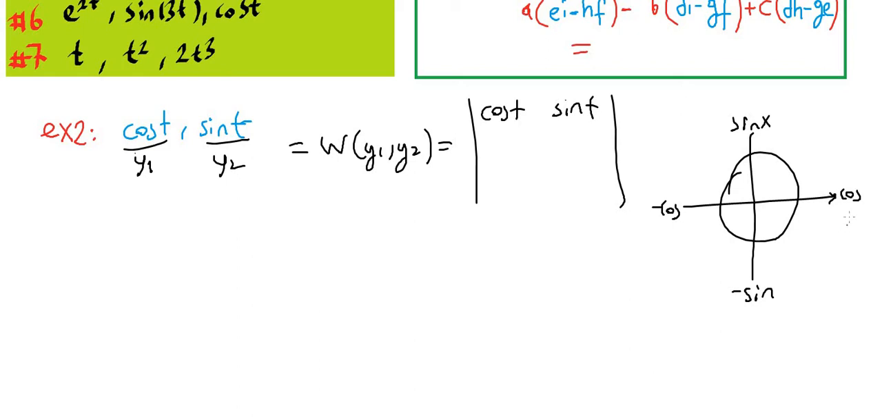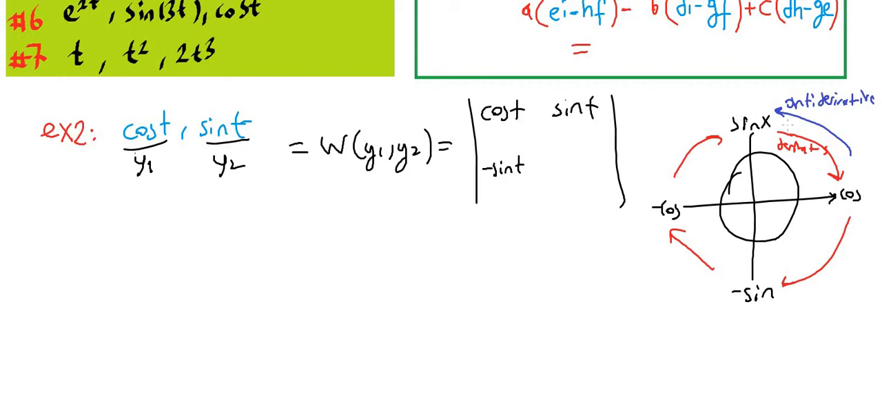If you go clockwise, you get the derivatives of the trigonometric functions. If you go anti-clockwise, then you get the anti-derivatives of the functions. And anti-derivatives are the integrals. So we're interested in derivatives now. So the derivative of cosine is negative sine, and the derivative of sine is cosine.